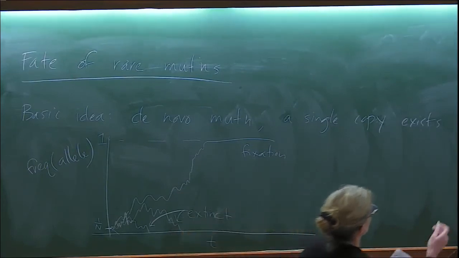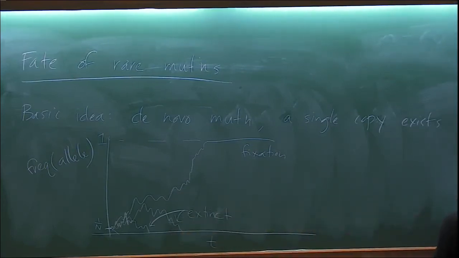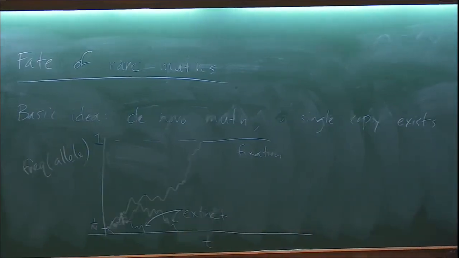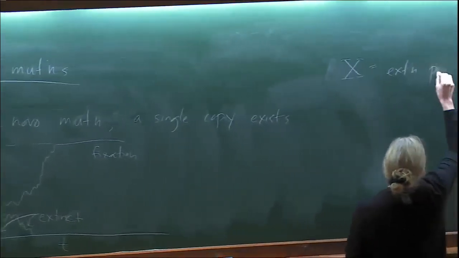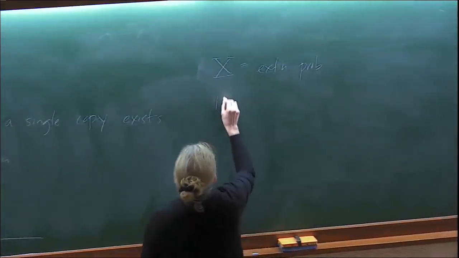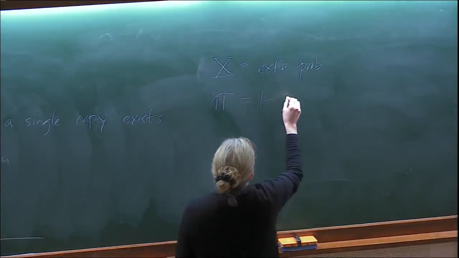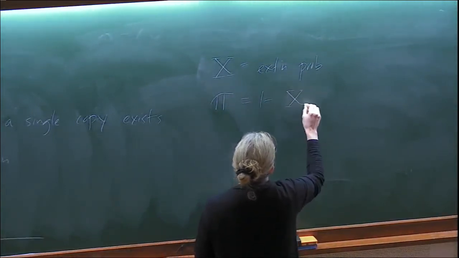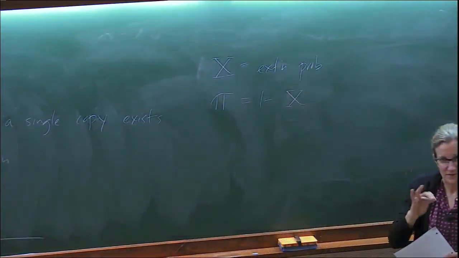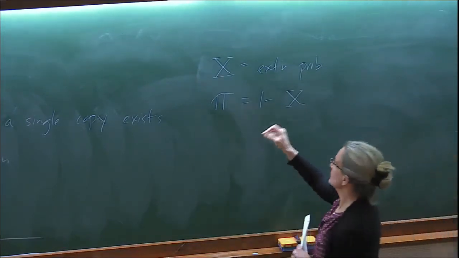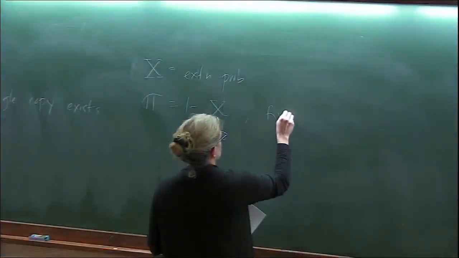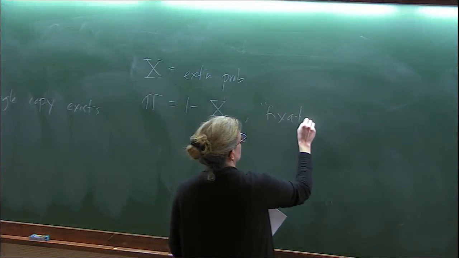I've already introduced the notation. X is the extinction probability. I'm going to use pi to be 1 minus x. And there's a little subtlety here. Pi, we usually call it the fixation probability, but I'm going to put that in quotes.